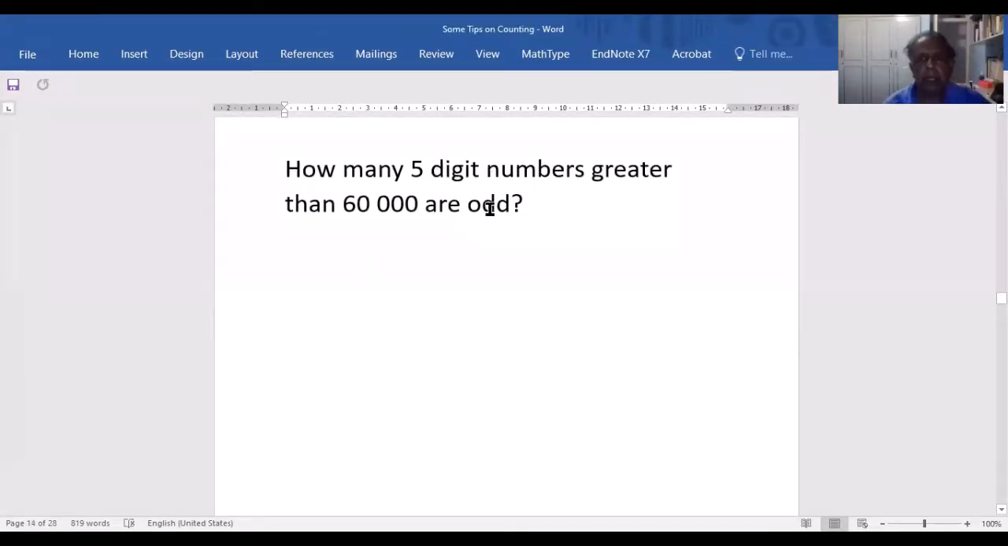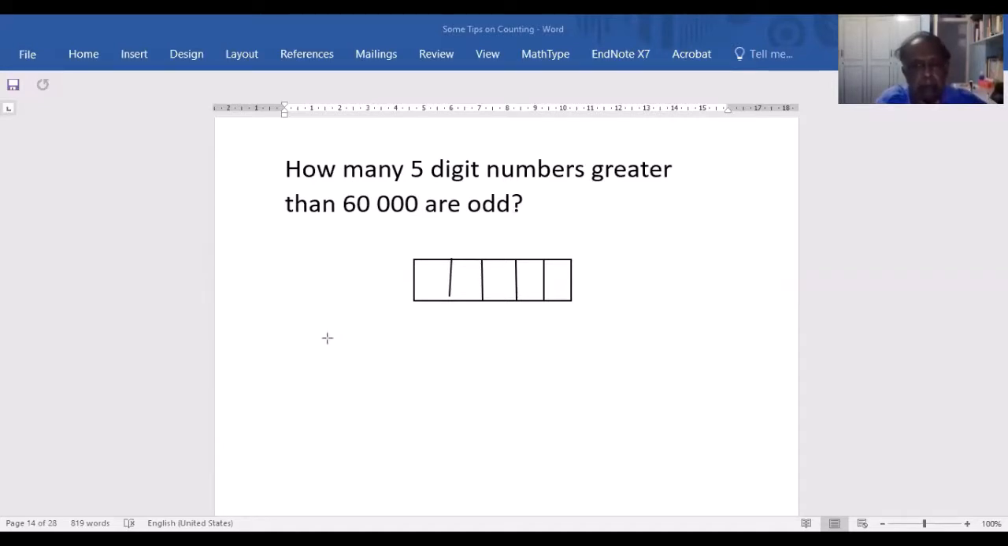Here's another one. How many five-digit numbers greater than 60,000 are odd? All right, now you're looking for five-digit numbers. You have to create five-digit numbers. So you have to choose a number which has got five digits in it. So let's draw five boxes. You want to choose a five-digit number greater than 60,000, and it must be odd.